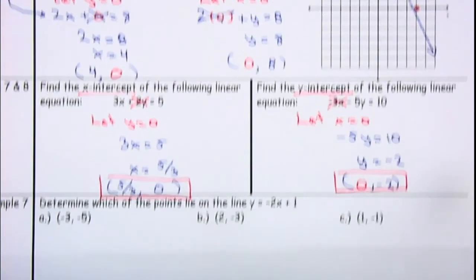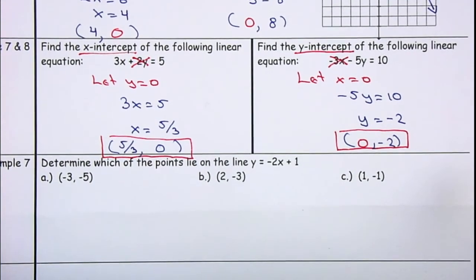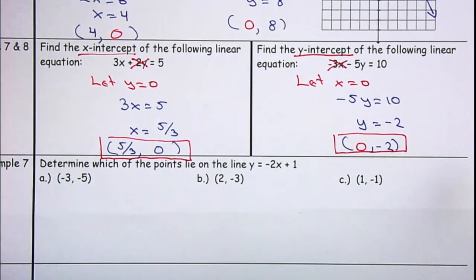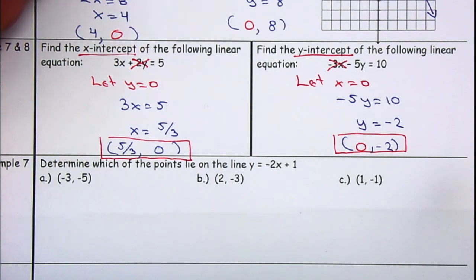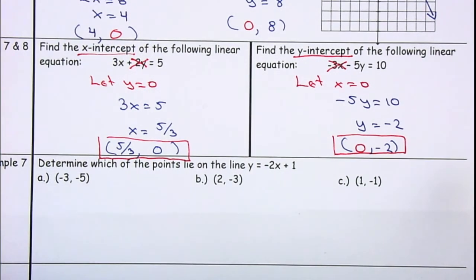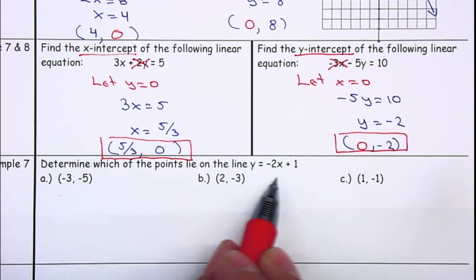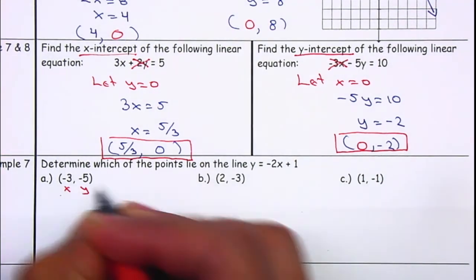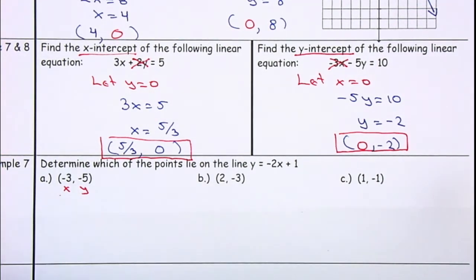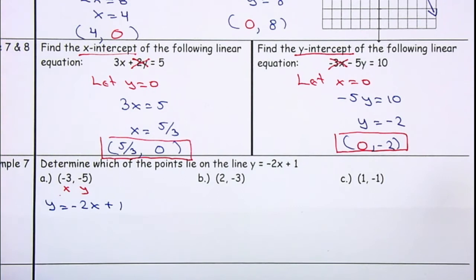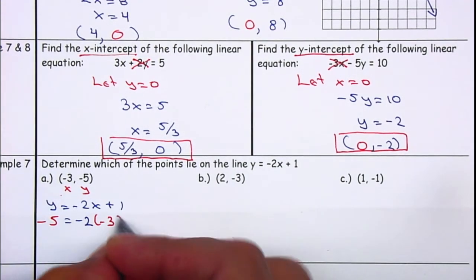Example number 7. Last example. Determine which of the points lie on the line y is equal to negative 2x plus 1. Two things. I can graph this line and then I can see if those points are actually on the line. Or I can just substitute the values of x and y, and this will have to be a true statement. Y is equal to negative 2x plus 1. Instead of the y, I'm going to replace it with a negative 5. Instead of the x, I'm going to replace it with a negative 3, plus 1.